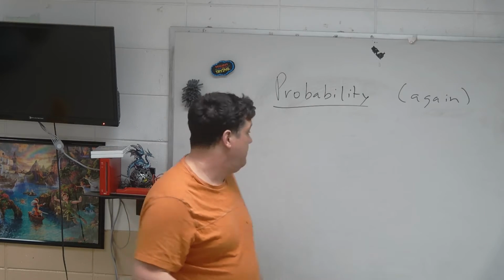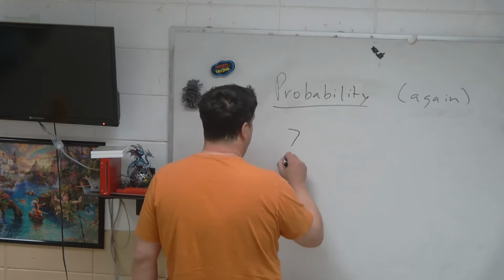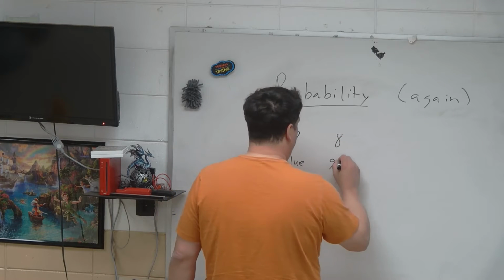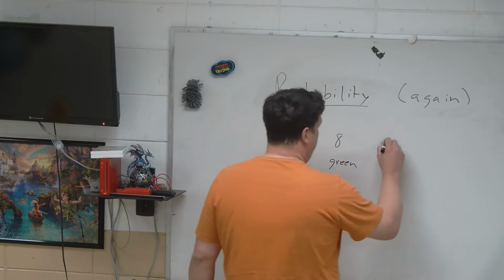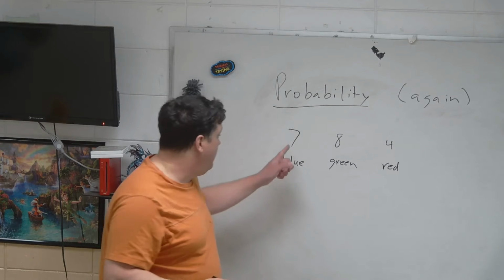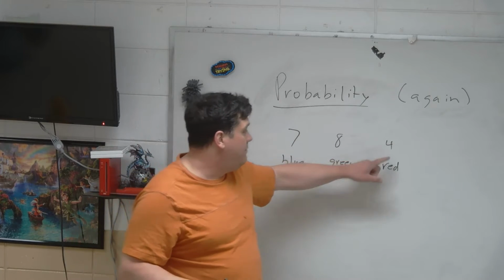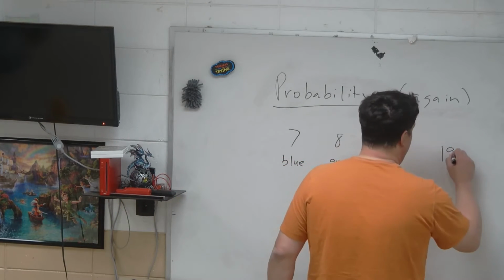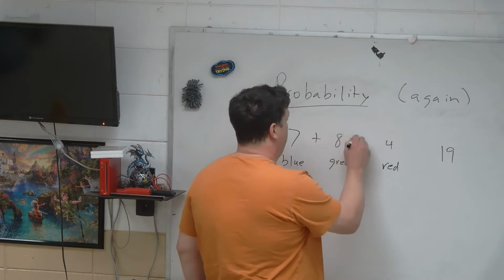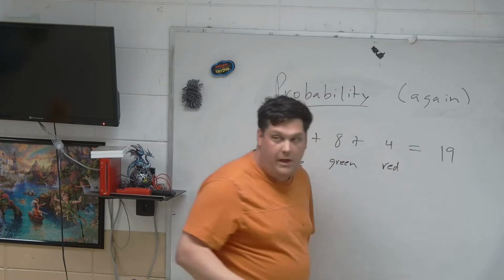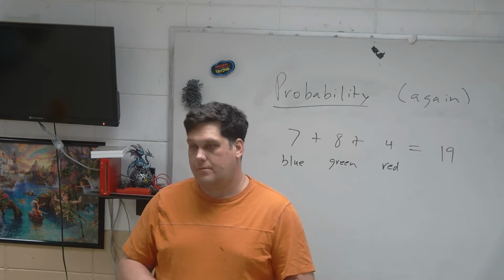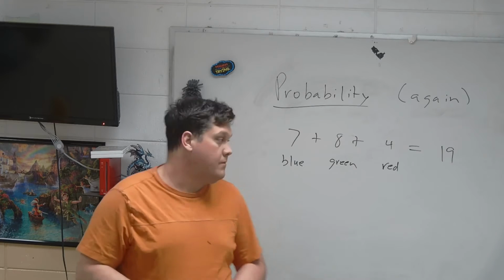Yeah, so let's say we've got 7 blue blocks, 8 green blocks, and 4 red blocks. Okay, so 7 plus 8 is 15 plus 4 is 19. We have 19 blocks total. And you're asking about the probability of drawing what?